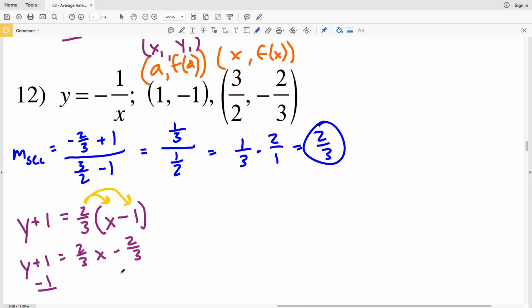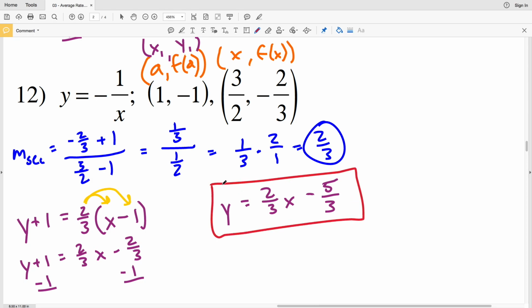Then I'll subtract 1 from both sides to get that y equals 2/3 x, and then negative 2/3 minus 1 is going to be negative 5/3, but as opposed to adding a negative, I'll subtract a positive 5/3. And that is my solution in number 12. The equation of the secant line that intersects those given points is y equals 2/3 x minus 5/3.